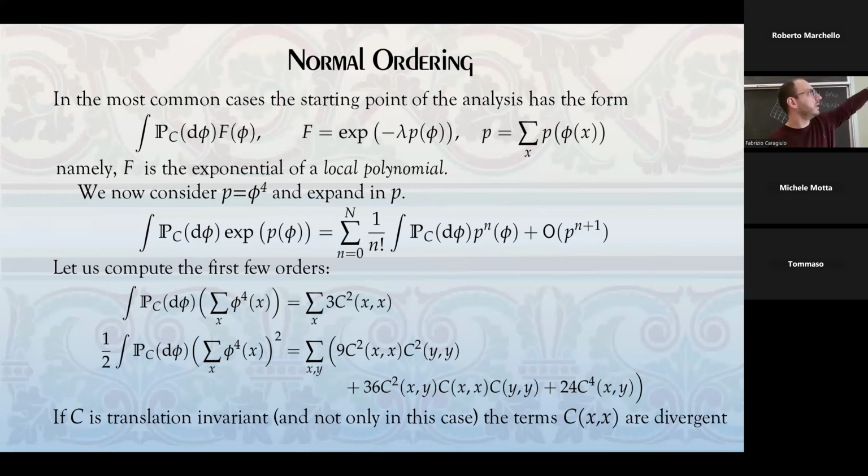So at first order in lambda, all these three terms are equal. So we have three times c squared xx. But at second order, we have many different terms, I mean, three different terms, but with more complicated combinatorics, which again can be computed with the same idea as before.